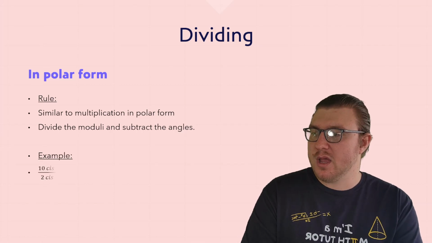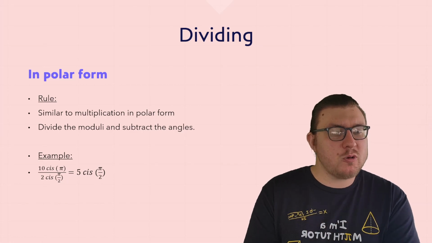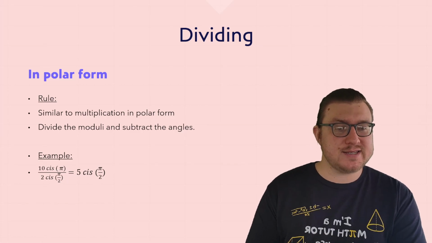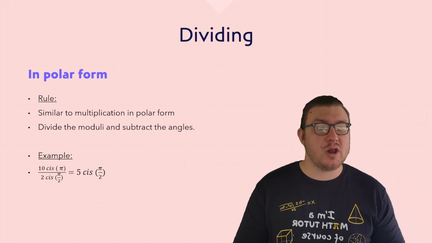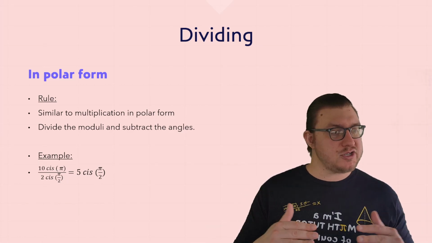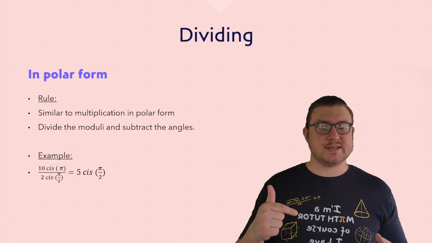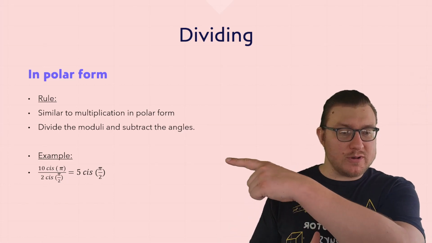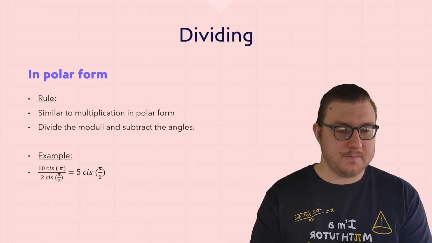Let's have a look at a couple of examples, and talking about it is always more difficult than just seeing it and seeing what happens. So 10 cis pi, which we had before, divided by 2 cis pi over 2. Well, 10 divided by 2 becomes 5. The moduli are just divided, just like normal numbers. You can put it in the calculator and it's done. We copy the cis because it's still a complex number in polar form. And then we do pi where we start, minus pi over 2, which is pi over 2 again.